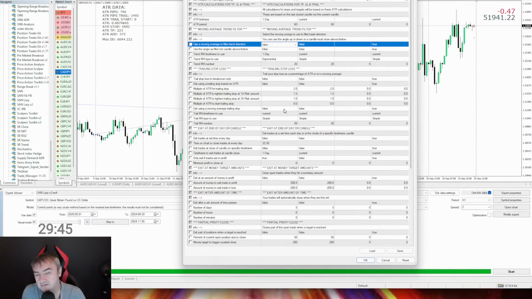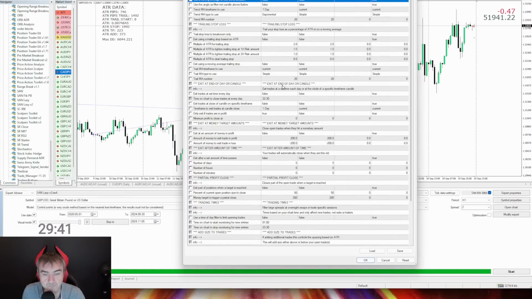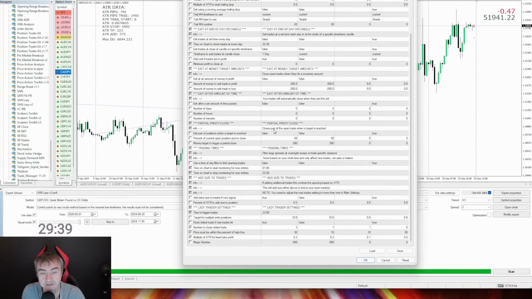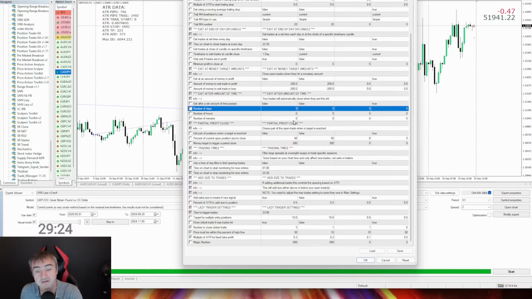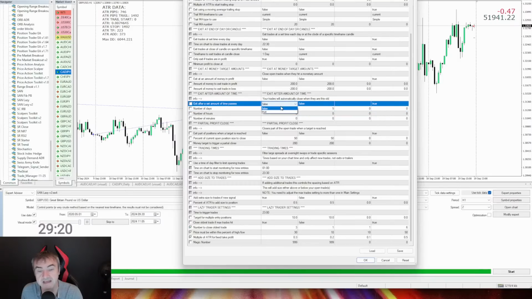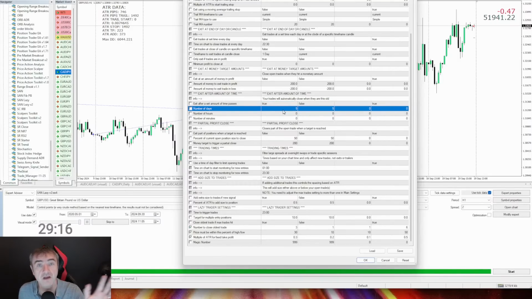Trailing stops, not so much, because we don't use a stop loss. We can't use that. Exit end of day is already built in anyway. Money targets, it's a TP based strategy, so that's not going to affect it. The only other thing we can do is exiting after an amount of time. So we could say, I'm going to get in and I'm going to give it 24, 48 or whatever days, and if a trade hasn't panned out within that time period, cut it.